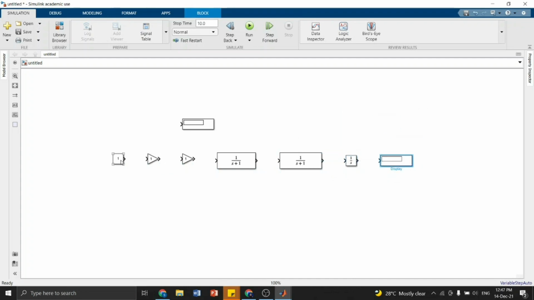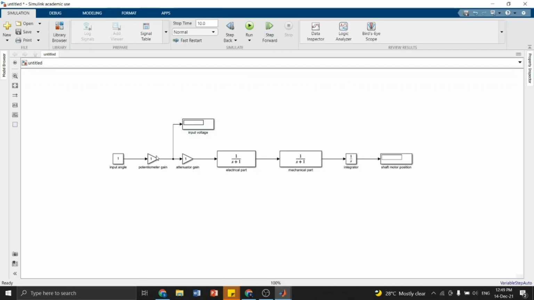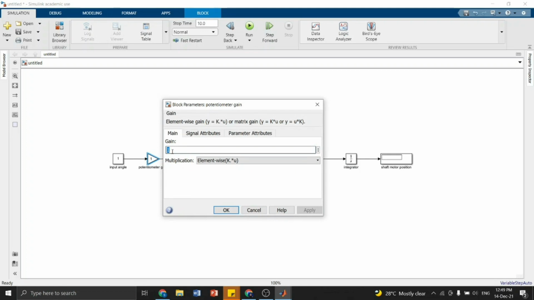Now I will connect each of the block diagram and I will label each of the block diagram. Now let's set the parameter value. So for the potentiometer, the gain is 0.6111.